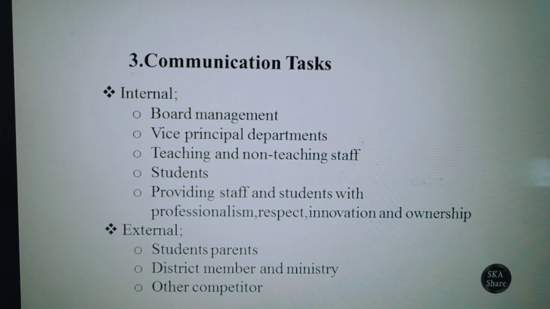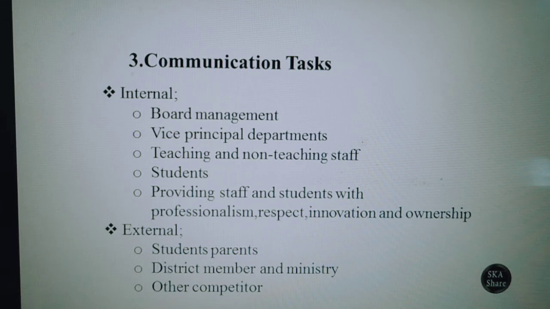Internal communications: the school principal needs to work closely with the board management, including the principal department, vice principal departments, and teaching and non-teaching staff. Have good communication with students to know their results or daily behaviors, providing staff and students with professionalism, respect, innovation, and ownership. Because a school community usually has core values, what they want students to have or staff to conduct.